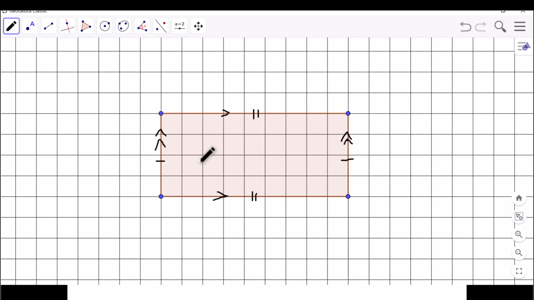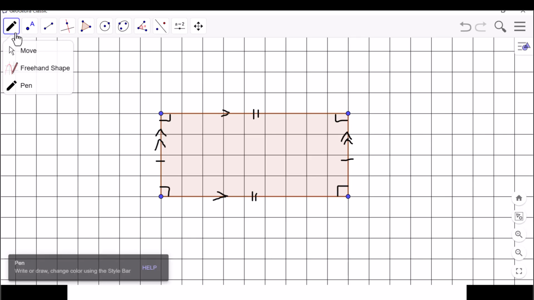Now, if I want to show the 90 degrees, 90 degrees is here. You put your symbol of 90. This is the symbol we use to indicate 90 degrees, something like this. So this is the symbol for 90 degrees. By putting something like this, it shows that all four angles are 90 degrees. So take note of that.